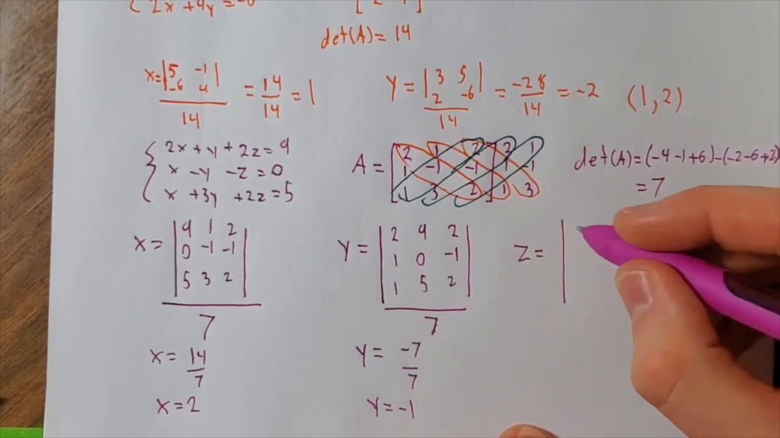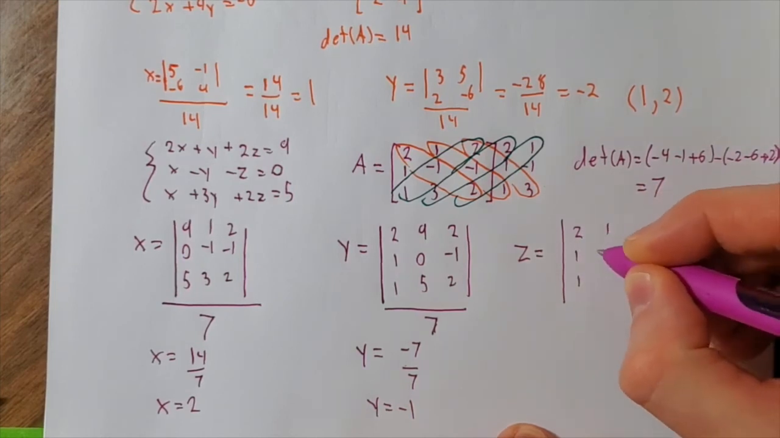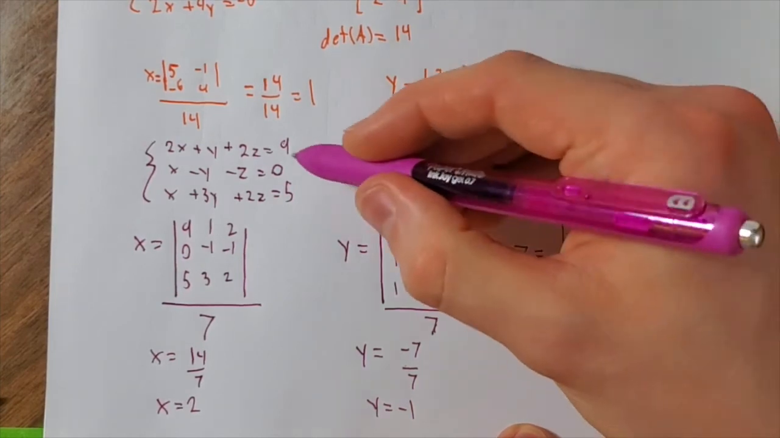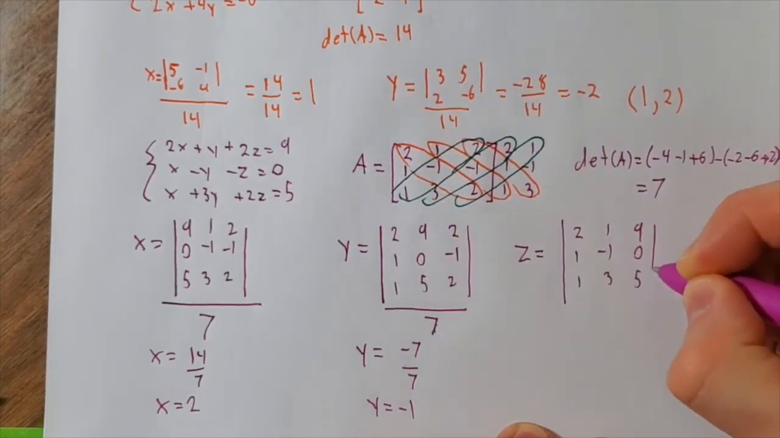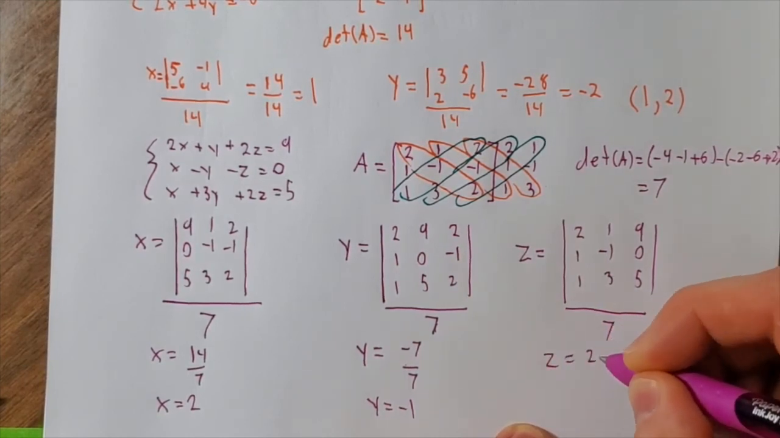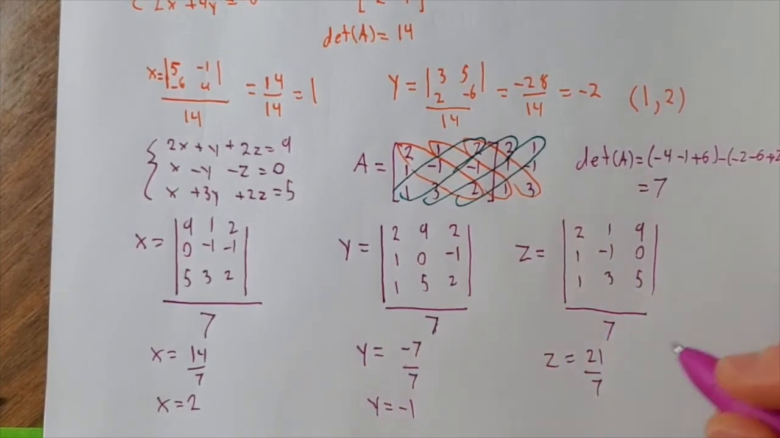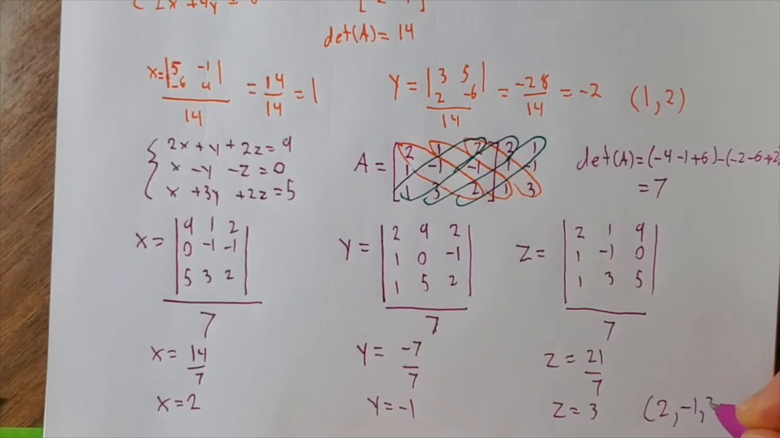So again, our first two columns will remain the same as our coefficient matrix. And we'll swap out our 9, 0, 5 for our z column. So z is going to equal 21 over 7, giving us z is equal to 3. So our final solution here is 2, -1, and 3.